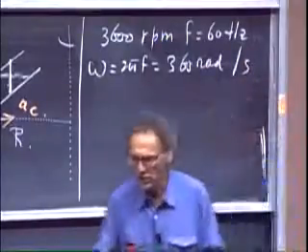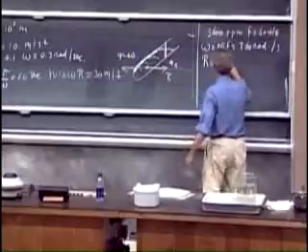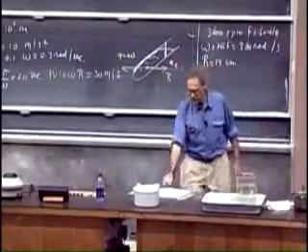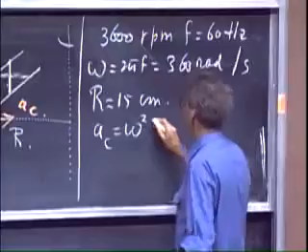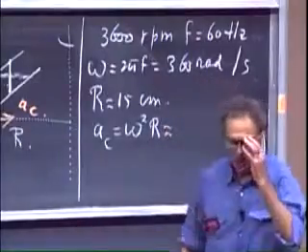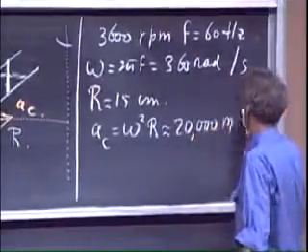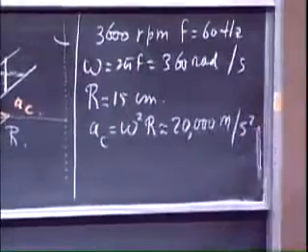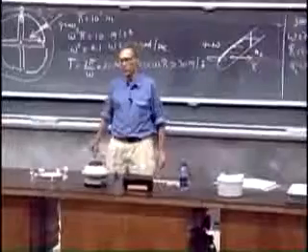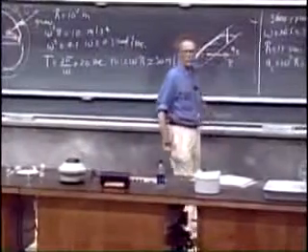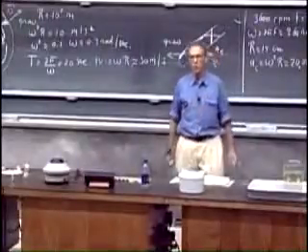If we assume that the radius is maybe 10, 15 centimeters, whatever, let's take a radius of 15 centimeters. And we can calculate now what the centripetal acceleration is. The centripetal acceleration, a_c, which is omega squared r, is then roughly about 20,000 meters per second squared. And that is 2,000 times the gravitational acceleration. It means that these particles experience gravity which is 2,000 times stronger than if I don't rotate them.